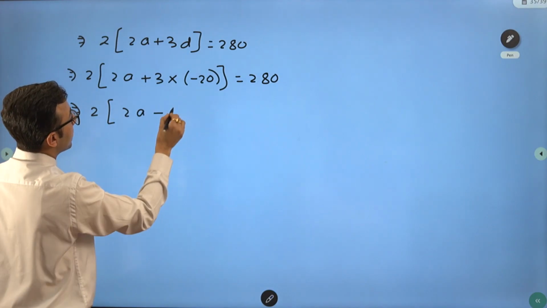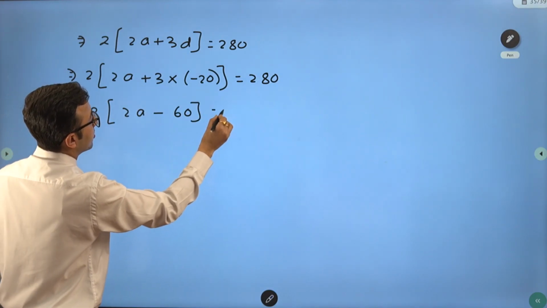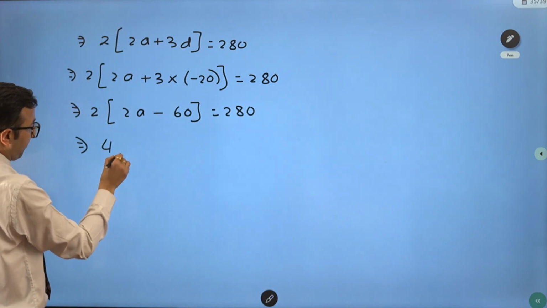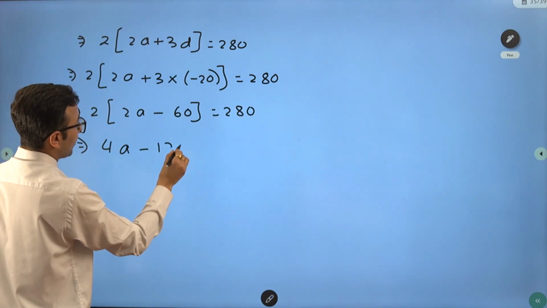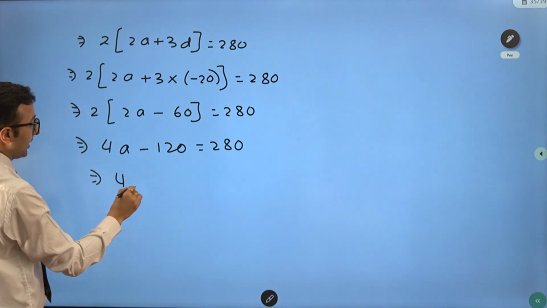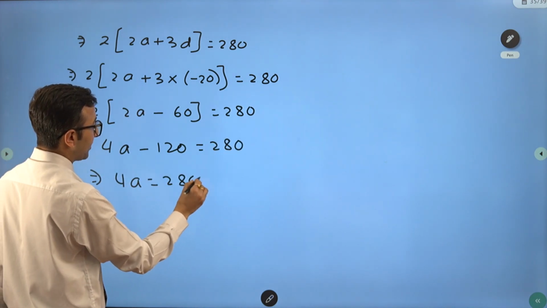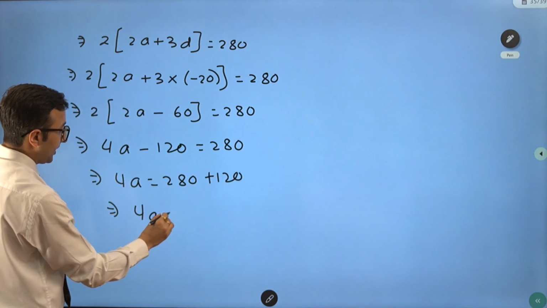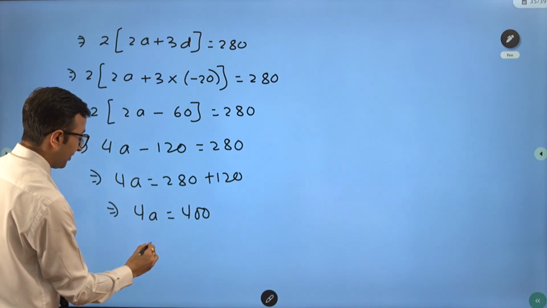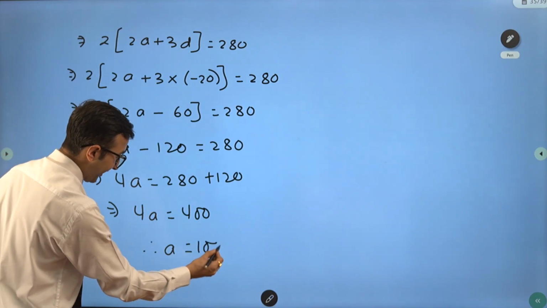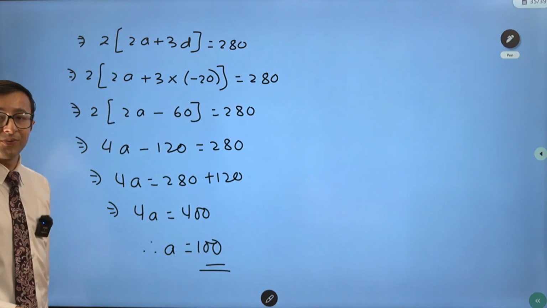2A minus 3 twenties are 60, equals 280. 2 times 2A is 4A, 2 times 60 is 120. So 4A is equal to 280 plus 120, which implies 4A is equal to 400. So the value of A is, four how many are 400? That is 100. So the value of A is 100.